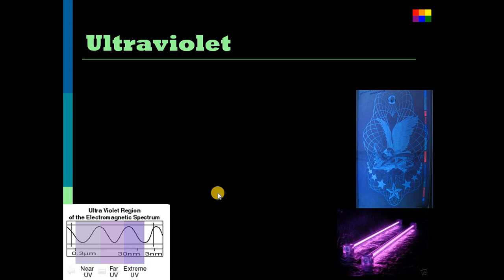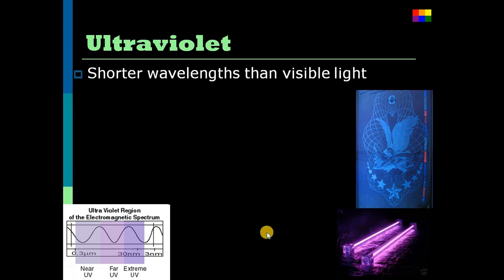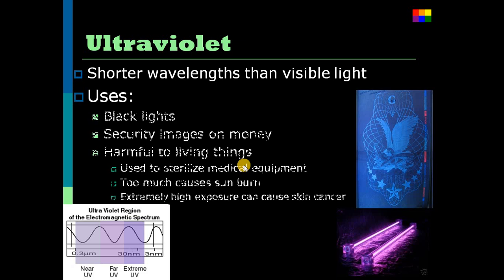Now the ultraviolet part. You might have seen these ultraviolet radiations. Their wavelength can be in micrometers to nanometers. They are near UV, far UV and extreme UV, starting from 0.3 micrometer and going up to 3 nanometers also. So they have shorter wavelengths than visible light. And the uses are generally security purpose, security images on the money. Now the frequency is very high, wavelength is very less.